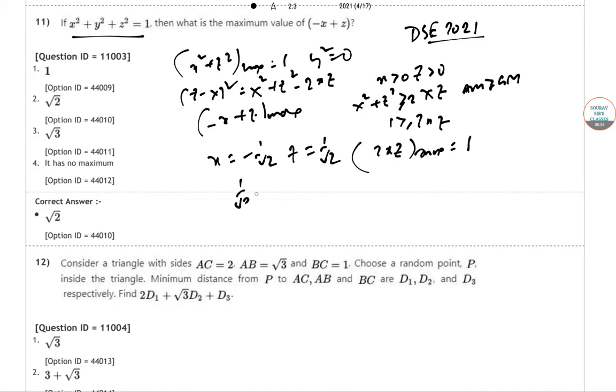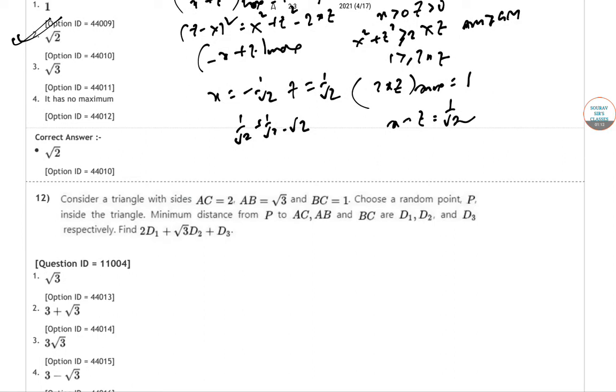So 1 by root 2, 2 by root 2, so root 2, and it happens when x equals z equals 1 by root 2. So that's it. This is the answer to this question. Let's proceed to the next one.